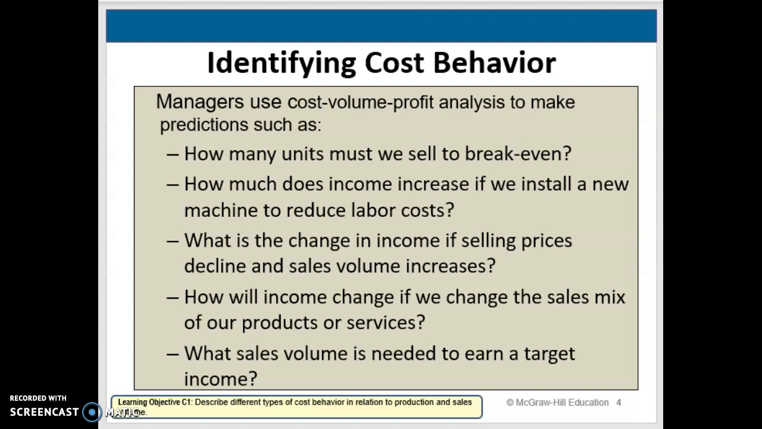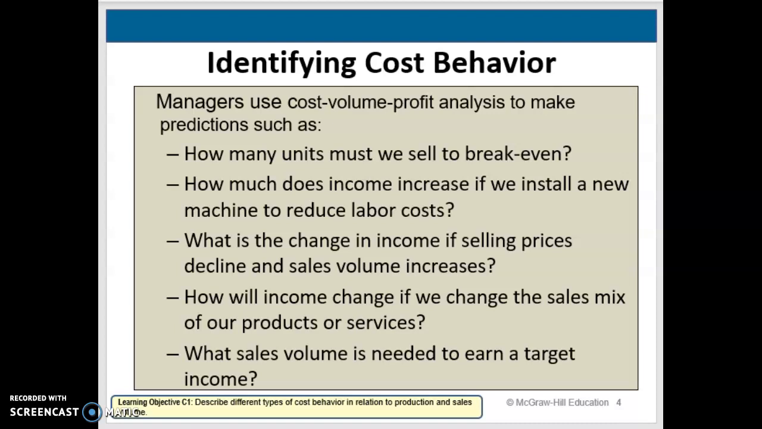And it's going to involve computing the sales level at which a company neither earns an income nor incurs a loss. This is called the break-even point. Because we're trying to get to that, we want to know exactly what we need to do to break even. And then we can aim for higher to have a profit, and we want to make sure we avoid going lower, to avoid a loss.